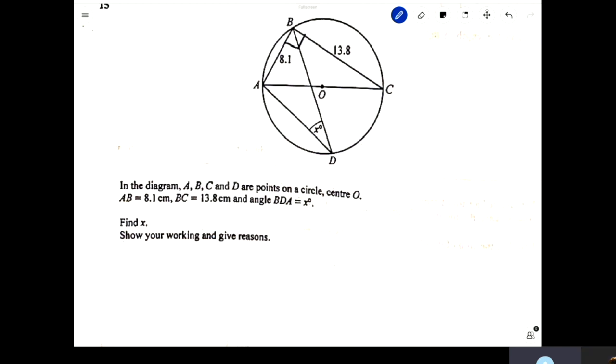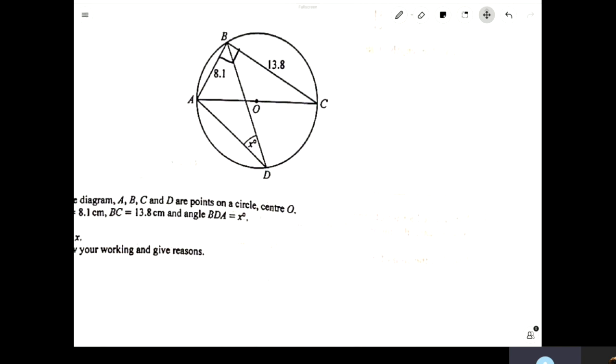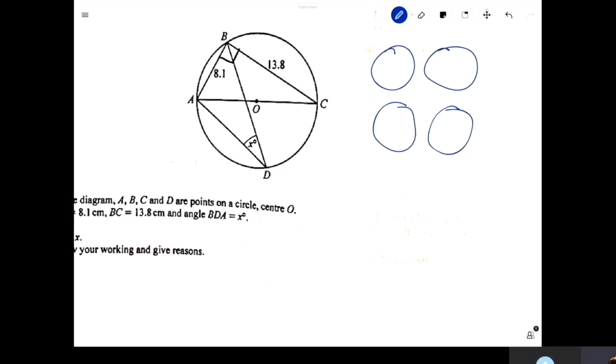So let's talk about the properties of circles. You just have to remember the six circle properties. But I can't remember the reasons. I can remember the rules, but not the reasons. I'll show you what to write. First one, 90 degrees. Just draw everything first.